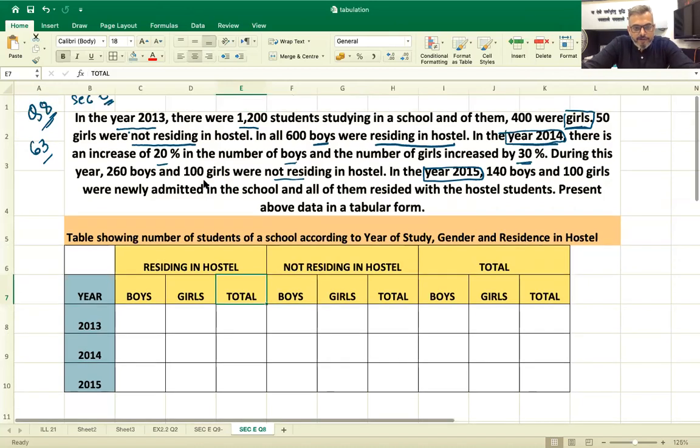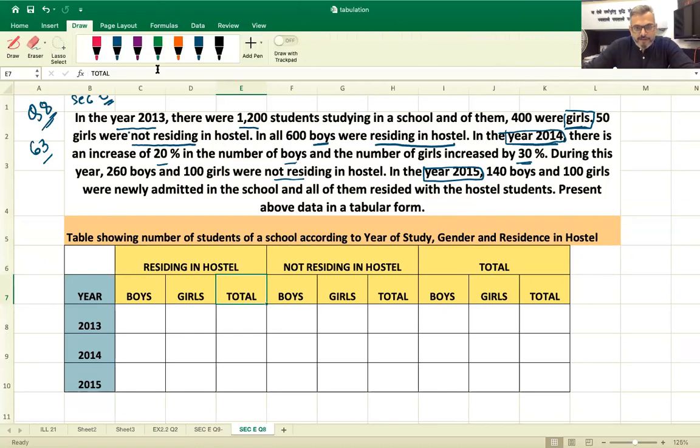In the year 2013, there are 1200 students studying in a school. So first we have the total with us. There are 1200 students. So we know that in the year 2013, total is 1200. 400 were girls. So total girls were 400. So how many boys? 800 boys.